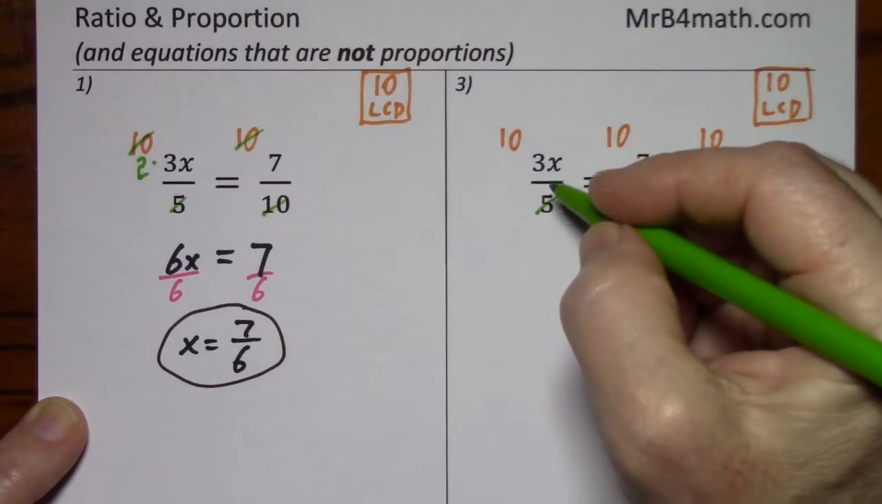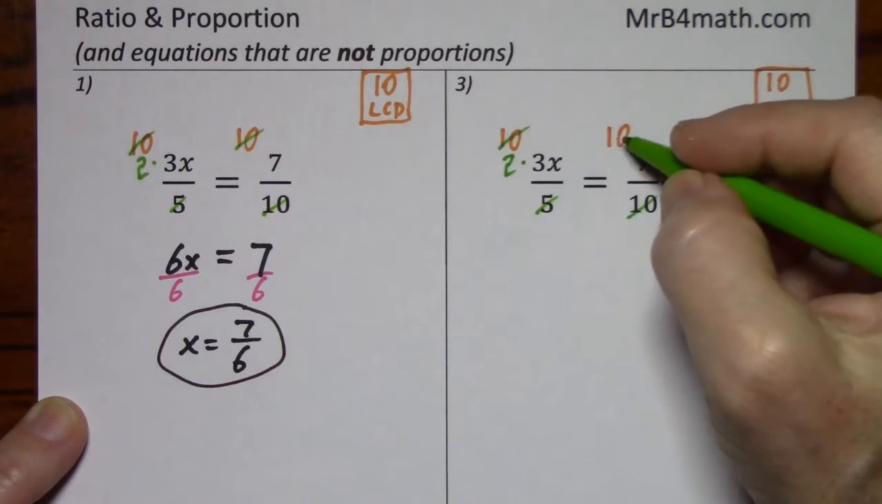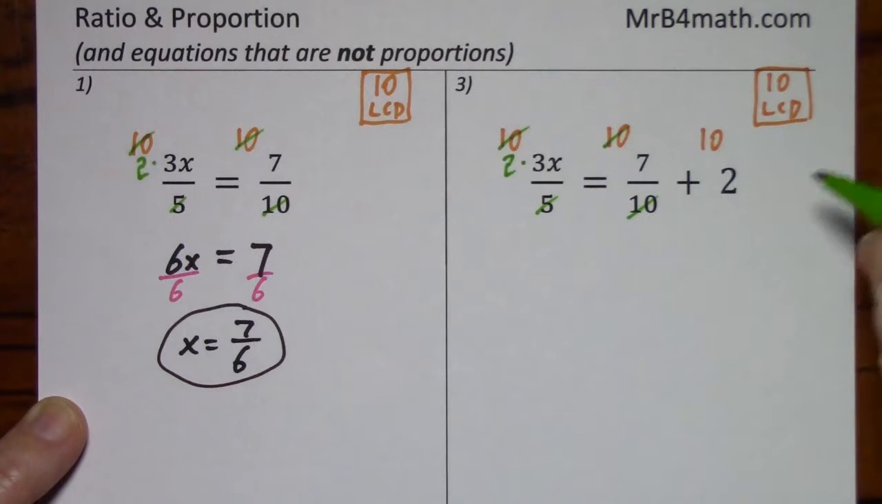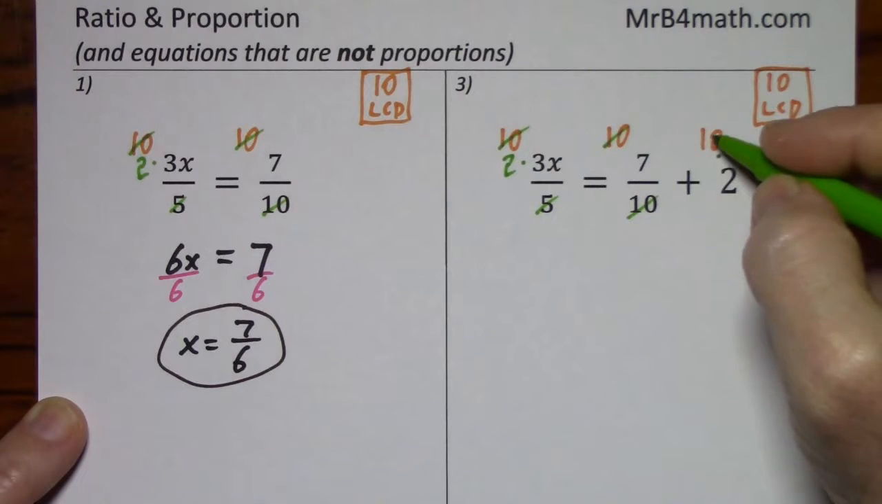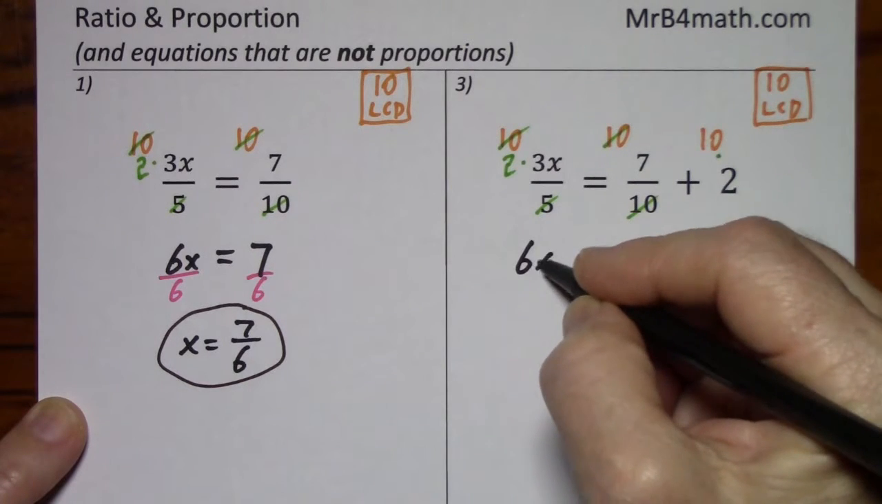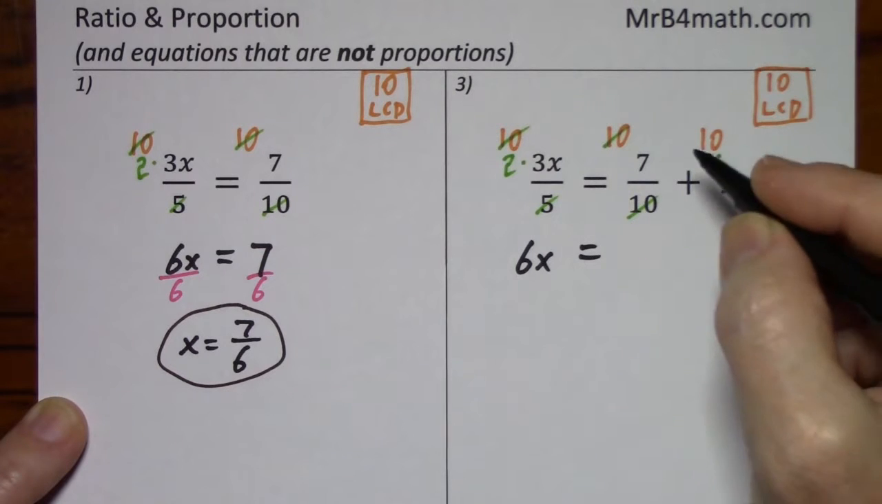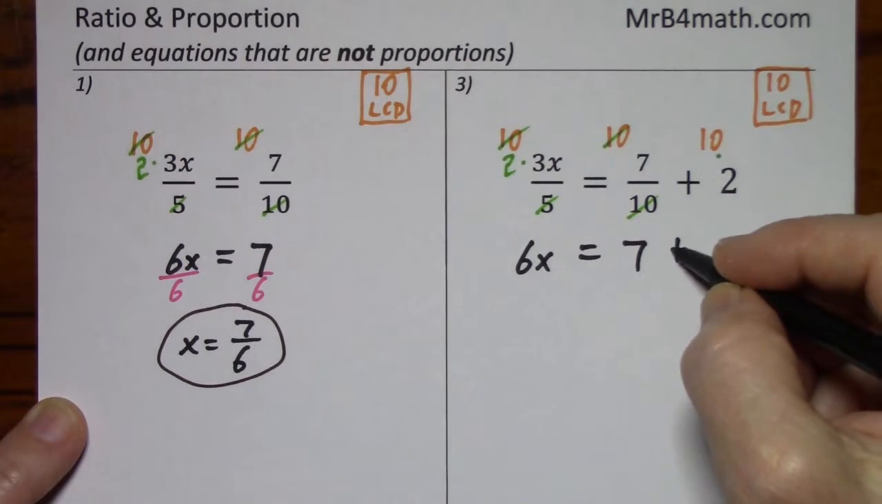Simplify. Divide by 5. Divide by 5. Divide by 10. Divide by 10. And here there's nothing to reduce, so it's just going to be 10 times 2. This gives us 6x equals 7 plus 20.